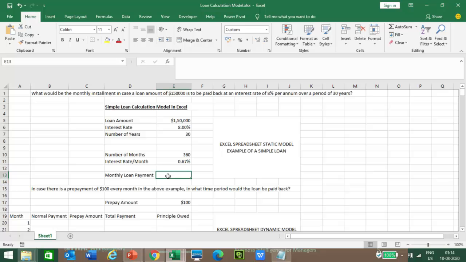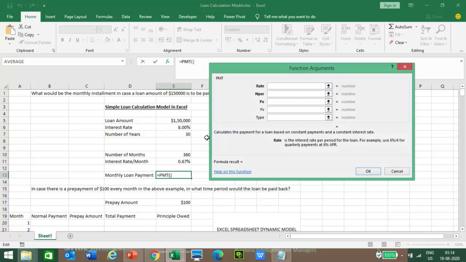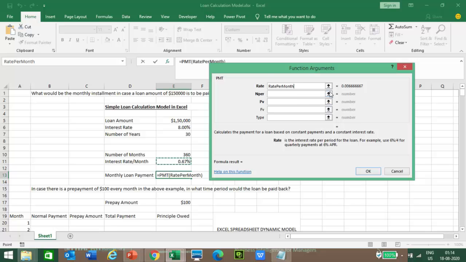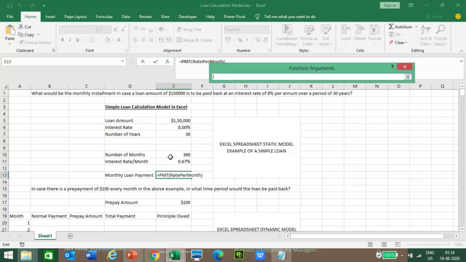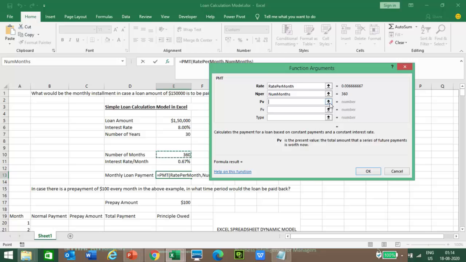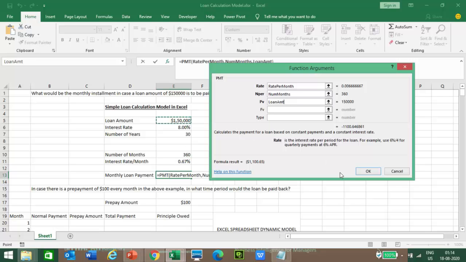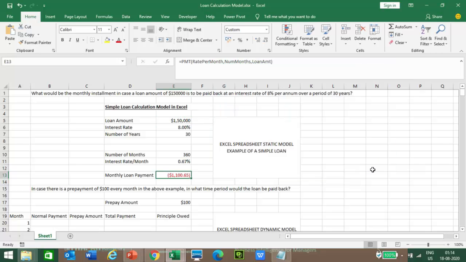So, here we'll be using the PMT function. The rate is given as 0.67%. Number of periods is 360, and the present value is 1,50,000, which is the loan amount. So once you calculate this, you get a value which is equal to $1,100.